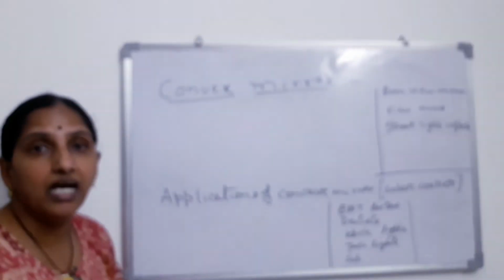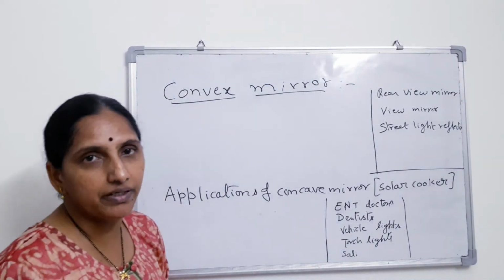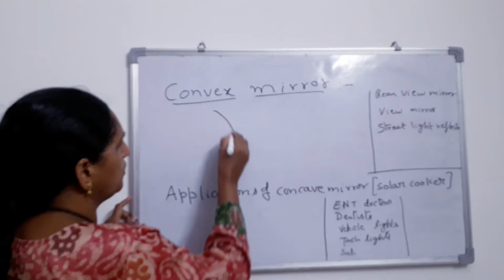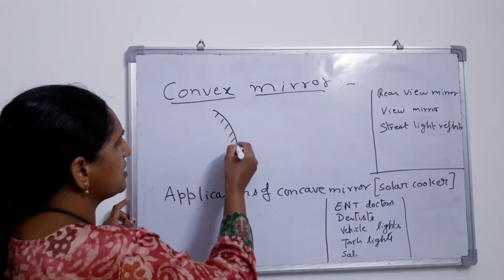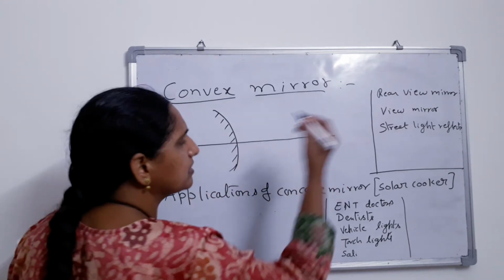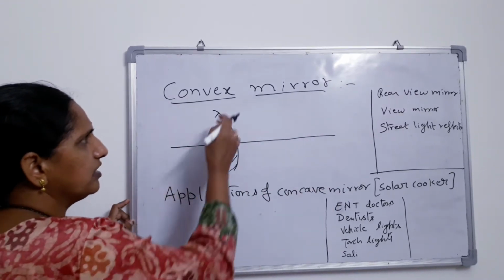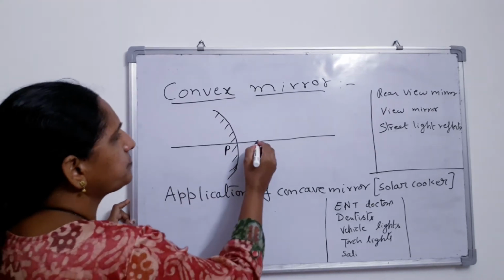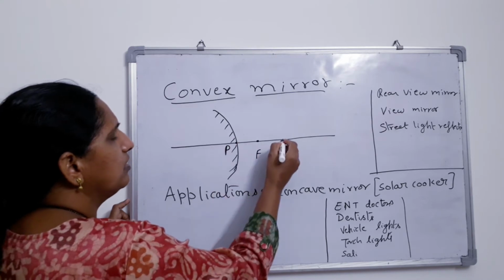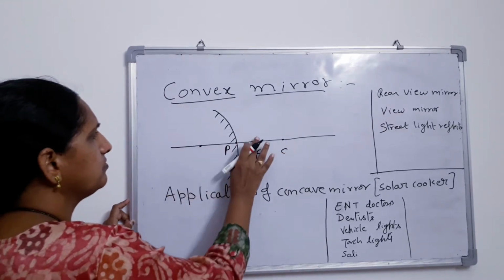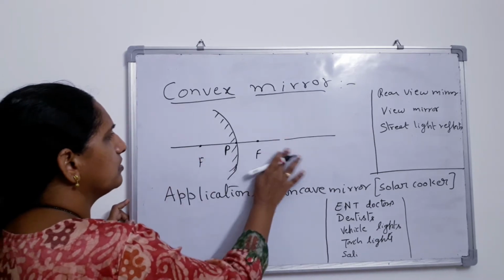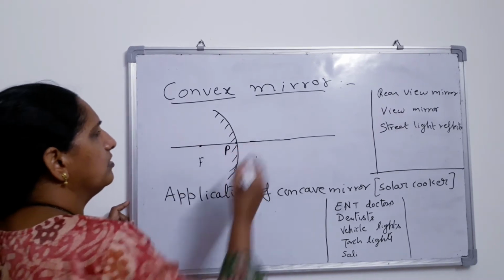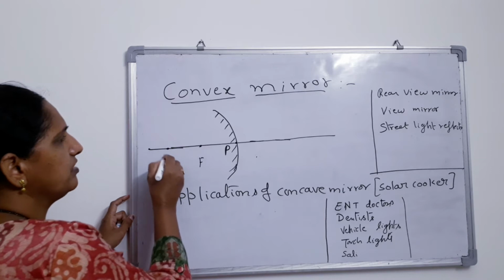And now let us see how to draw ray diagrams for a convex mirror. The rules are the same. What are the rules that we have seen? Let me take this convex mirror. You can see that the reflecting surface is bulged outwards. This is the pole of the mirror, the focus F, and the center of curvature C.